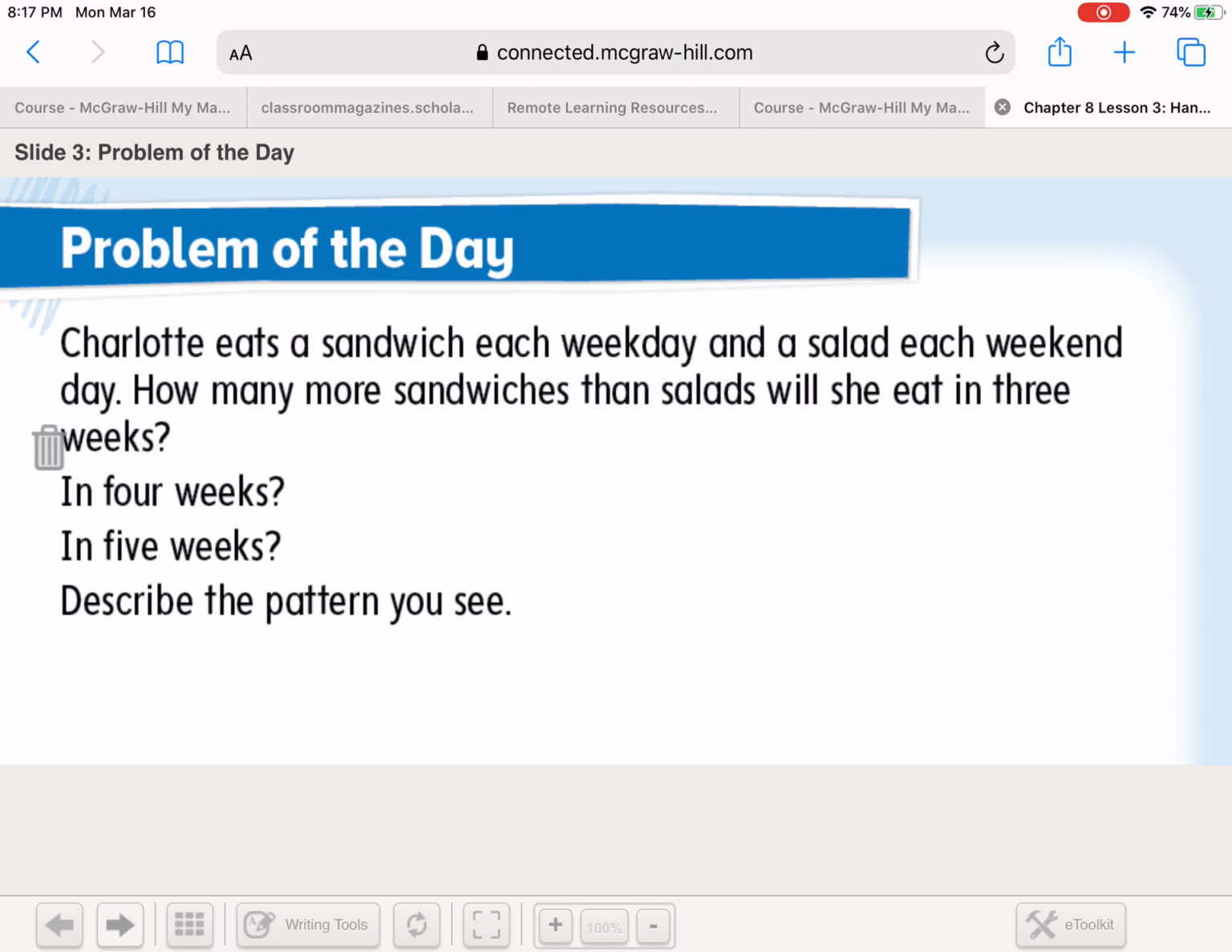Charlotte eats a sandwich each weekday and a salad each weekend day. How many more sandwiches than salads will she eat in 3 weeks? In 4 weeks and 5 weeks? Describe the pattern that you see.